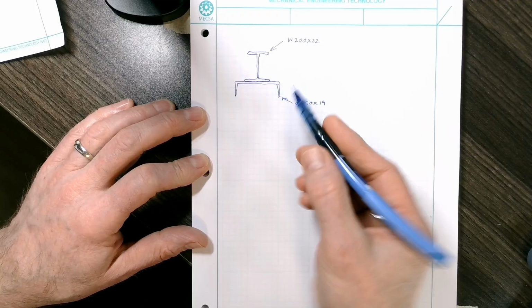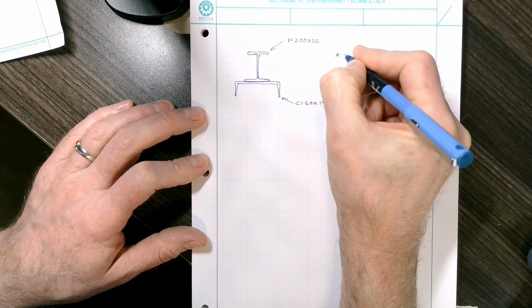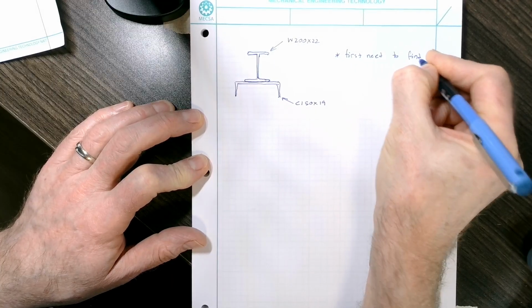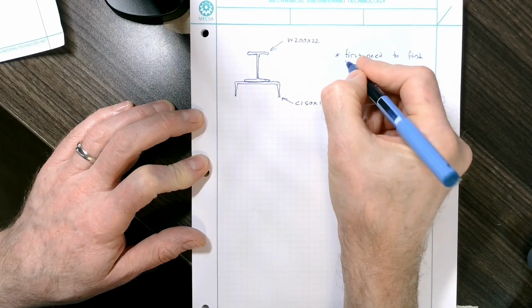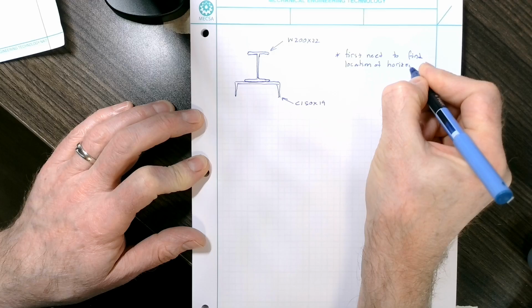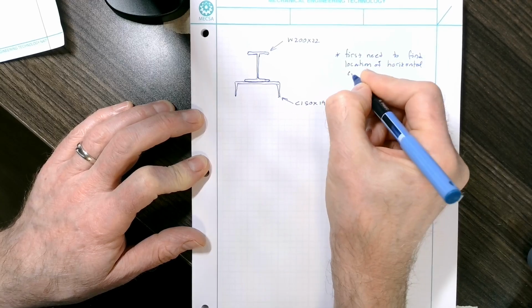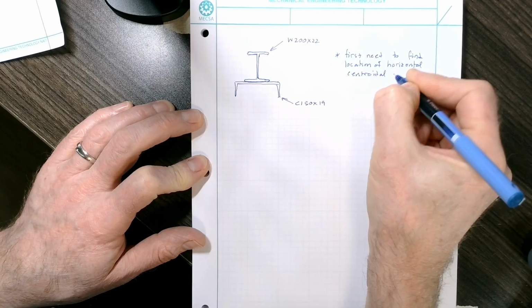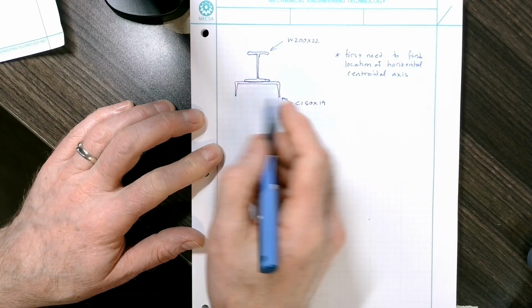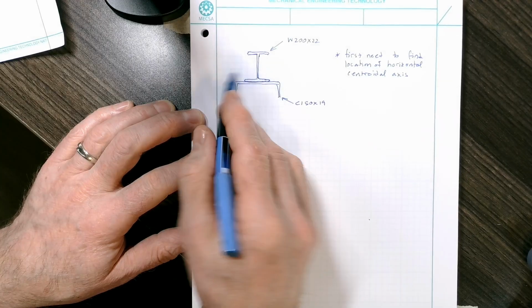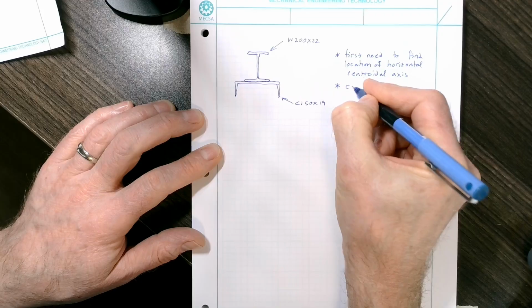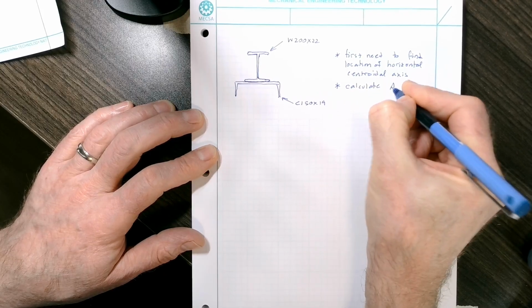Now there's two things to do. We first need to find a centroid, the location of the horizontal centroidal axis. The vertical axis is obvious. It's right in the middle, right down the middle. It's by inspection, it's all symmetrical. The question is where, in this lateral plane, is the centroidal axis located? And then once we have that, we can calculate the area moment of inertia.